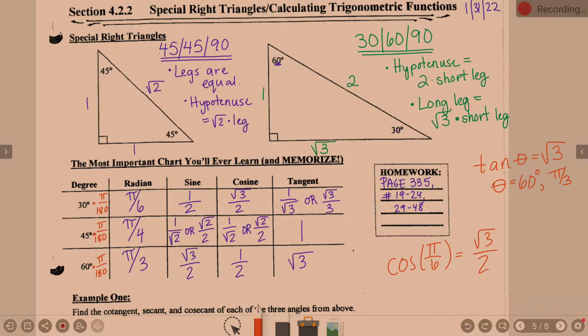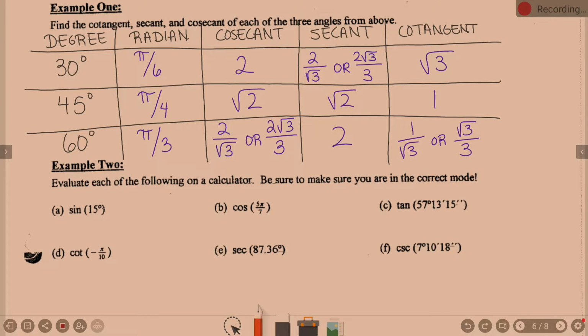Okay, so when it says without using a calculator, this is why I'm saying without using a calculator. Cosine of pi over 6 is going to give you a decimal on your calculator. Speaking of calculators, bottom page, grab your calculators out. Important stuff to talk about. Evaluate each of the following on a calculator. So, grab your calculator, try sine of 15, see what you get.